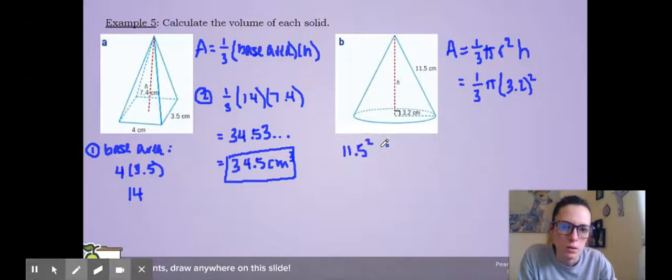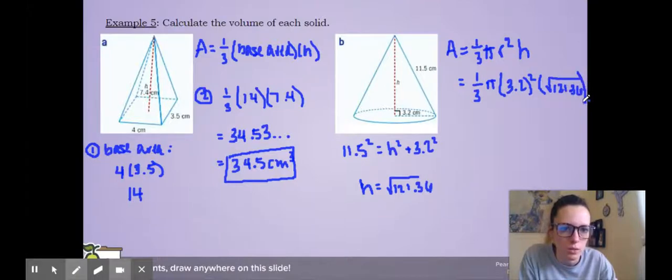So leaving my hypotenuse, that's the slant height, 11.5 by itself on one side, on the other side, putting my height squared with my radius squared, subtracting 3.2 squared, simplifying, taking the square root, I get that my height is, I'm going to leave it in the radical, again not my final answer so I don't want to round prematurely, the square root of 121.36. So that's what's going in here. As much as you can, don't round until your final answer. It will throw off your final answer.